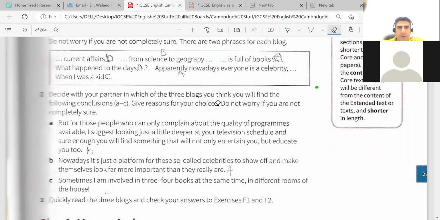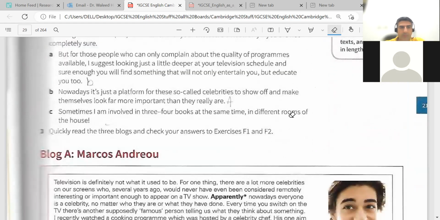Decide with your partner in which of the three blocks you think you will find the following conclusions, A, B, C. Give reasons for your choice. Don't worry if you are not sure. Khalid, of course, we don't have the time to read now. So try to guess. Try to answer these questions before reading the three blocks. Okay? So, can you read the first one? Yes, you can read with your eyes and let me know.